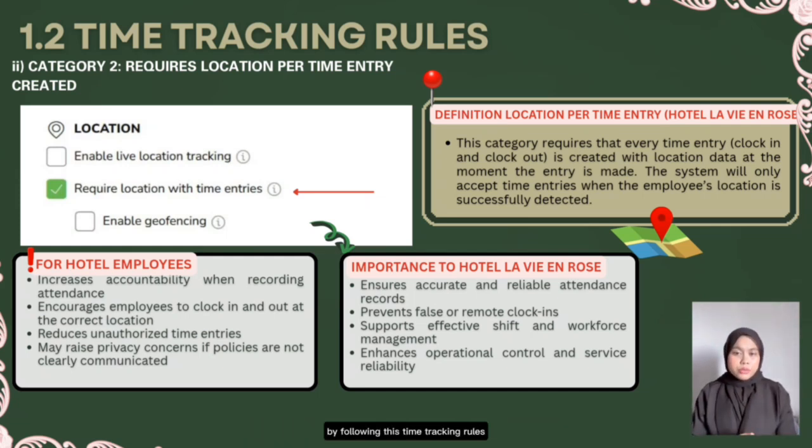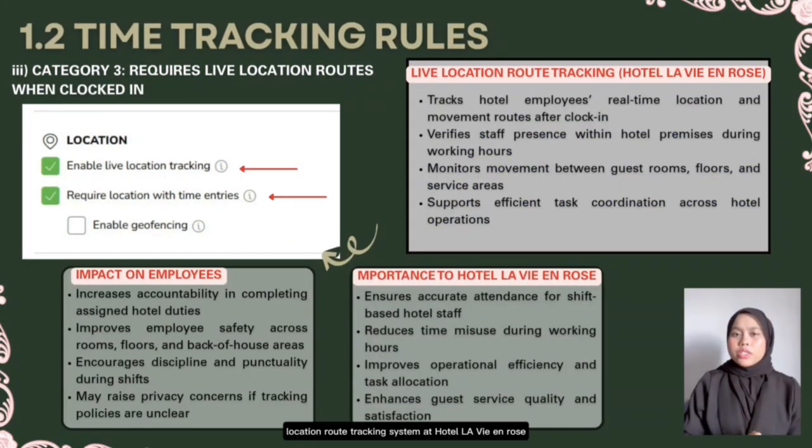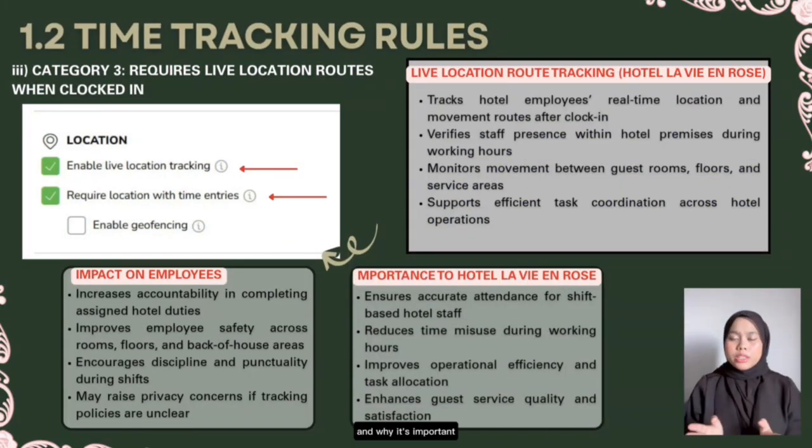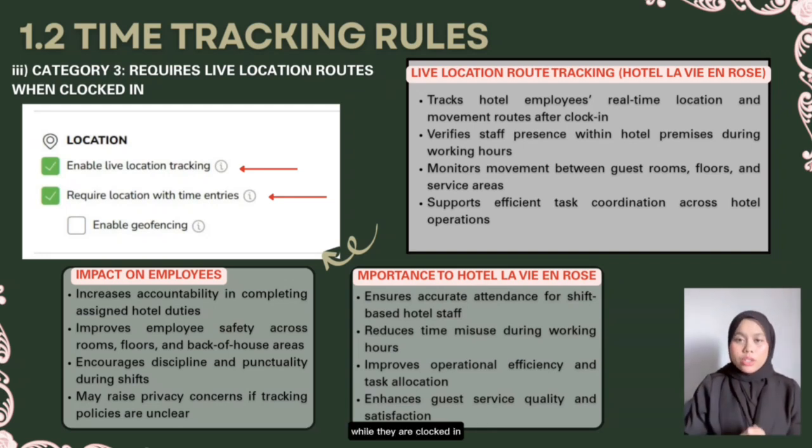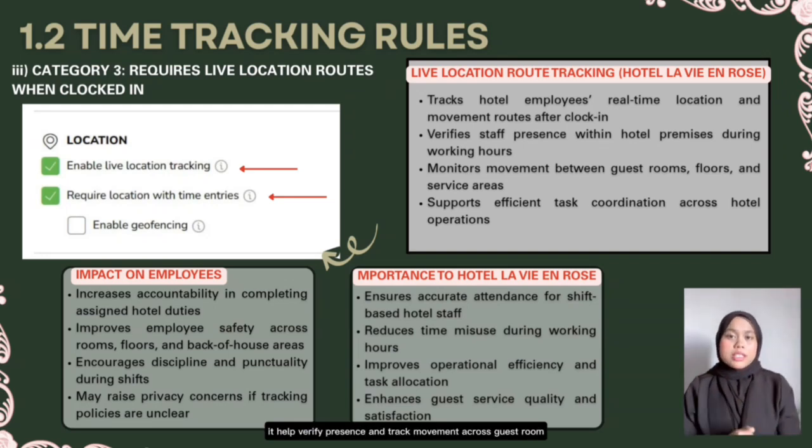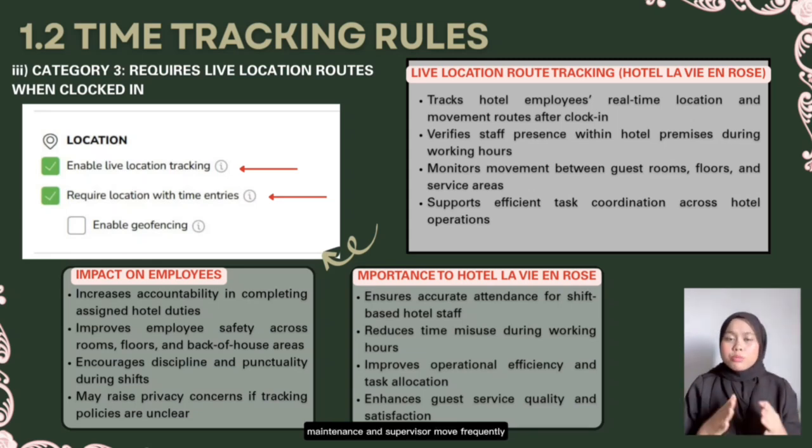By following these time tracking rules, we ensure a fair, accurate, and reliable system for both employees and Hotel Lavian Roles. Moving on to the live location route tracking system at Hotel Lavian Roles and why it is important. The system monitors employees' real-time locations while they are clocked in. It helps verify presence and track movement across guest rooms, floors, and service areas. It's especially useful because staff like housekeeping, maintenance, and supervisors move frequently, so by monitoring their movements, it ensures all areas are covered efficiently.